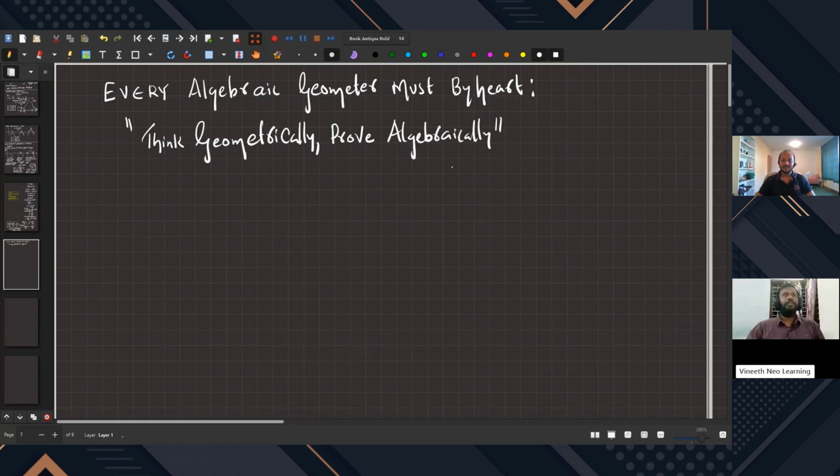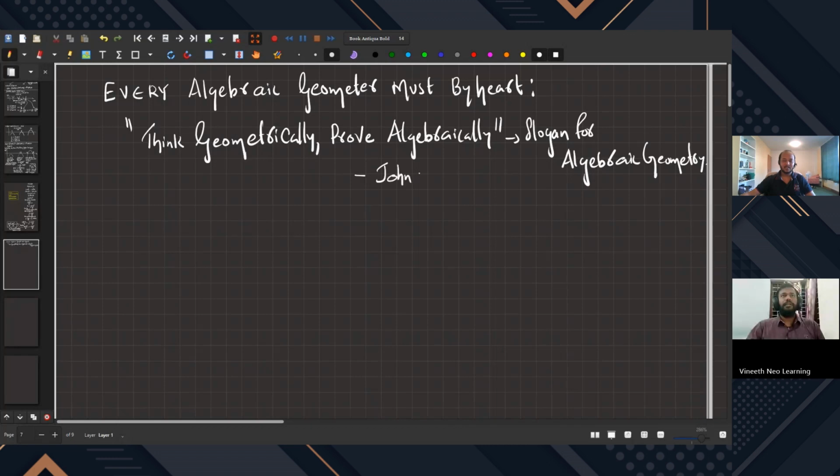This is the slogan for algebraic geometry. I think this was said by the famous algebraic geometer John Tate. So that's why geometric reasoning and geometric thinking is allowed. But even so, you have to ultimately write the proof algebraically. That's what I believe.